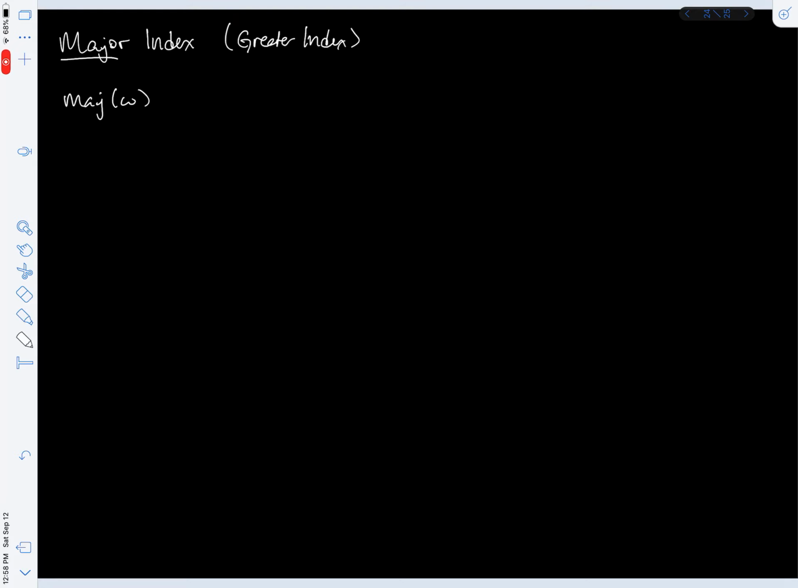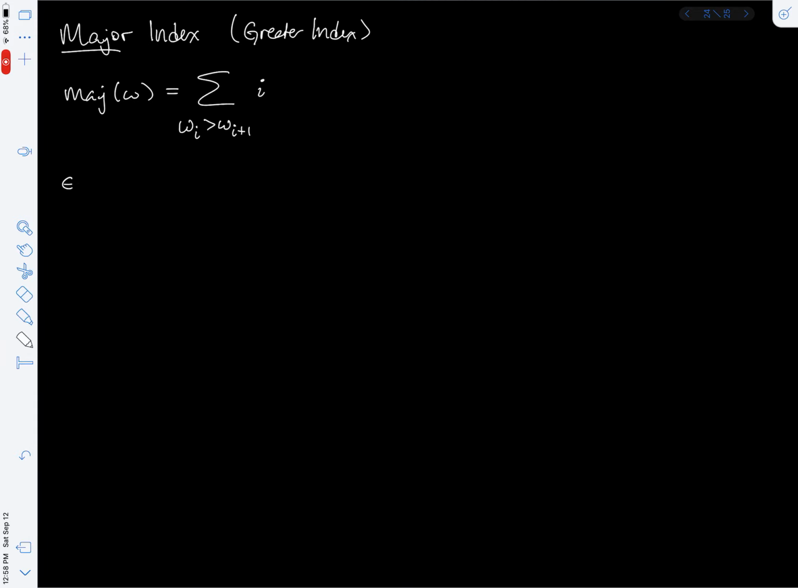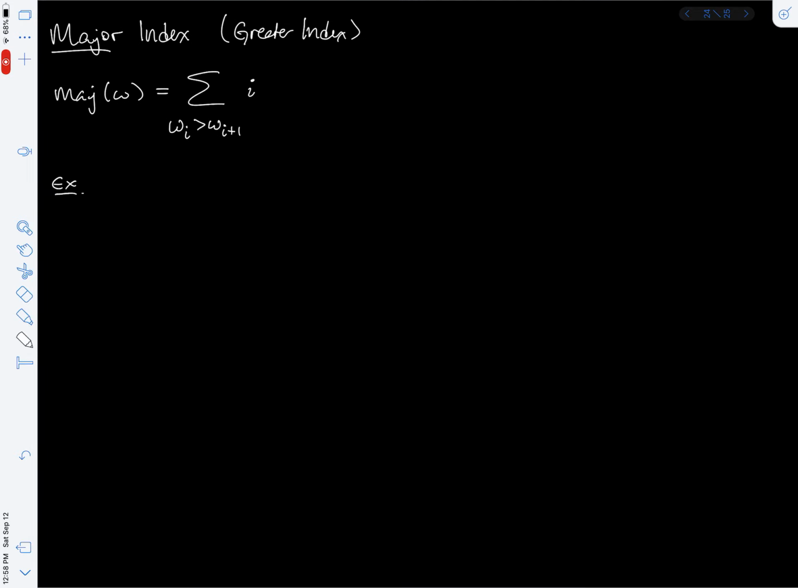It's defined on permutations. We call it MAJ for major, and it's the sum over all places where you have a big number followed by a smaller number, and we sum up the position. Sort of looks like a bizarre thing to do, so let's do an example. I'll take a nice big permutation of 9, ending in 7, 2, 5.